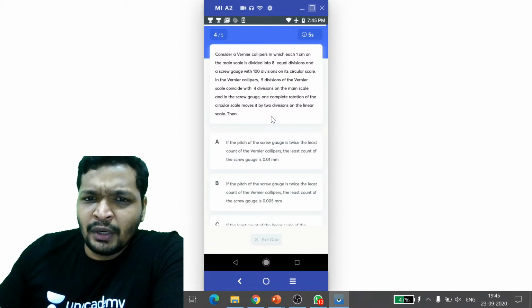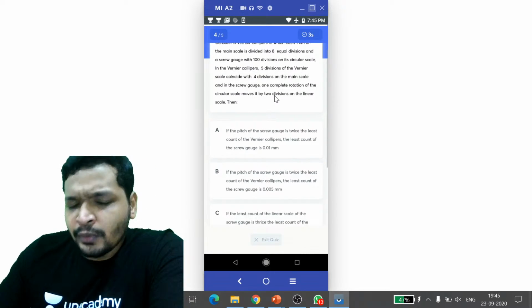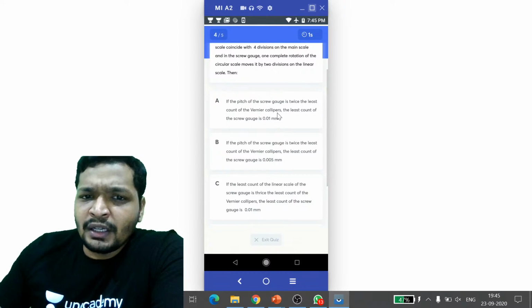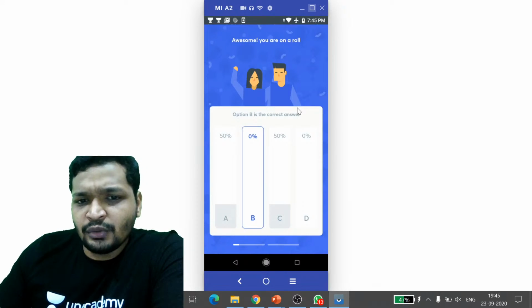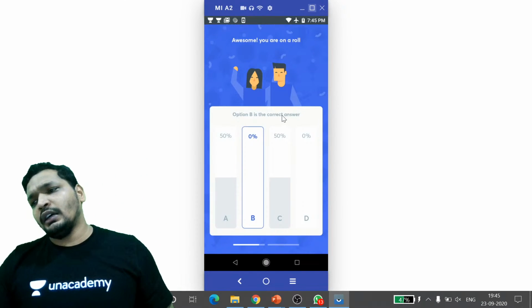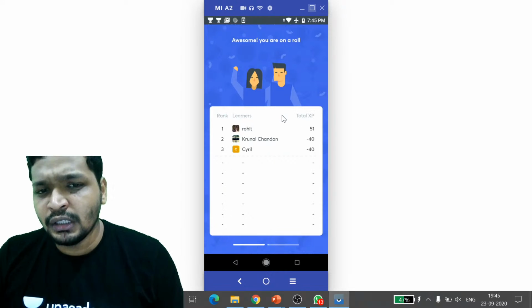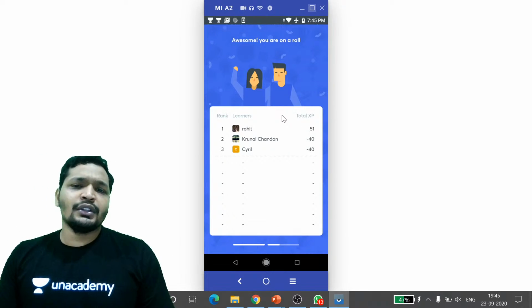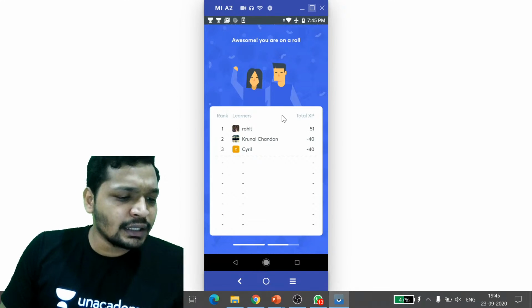And yeah, in one complete rotation, 2 main scale divisions would be moving. Notice it carefully. One part is asking you if the pitch is twice, so the answer should be B, because it was actually a multiple correct answer question. But you would have noticed that. Yeah, good. All right, let's get into the next question.